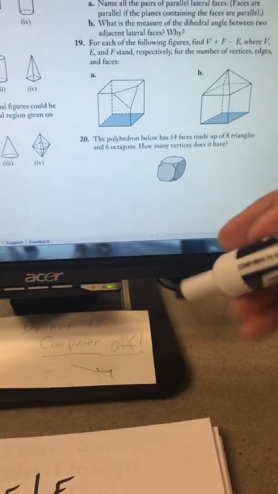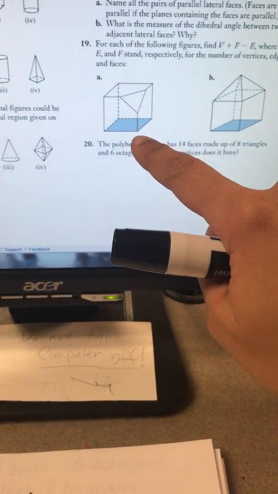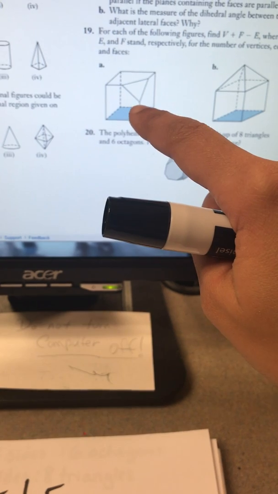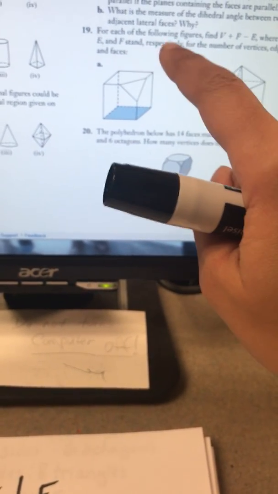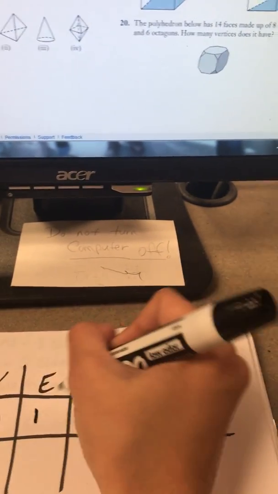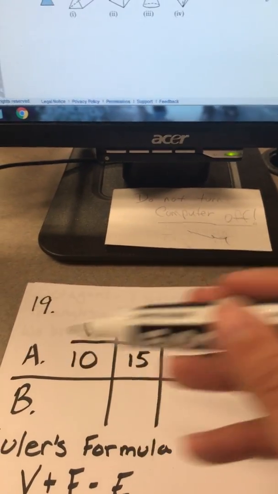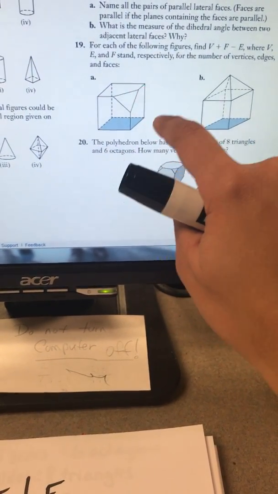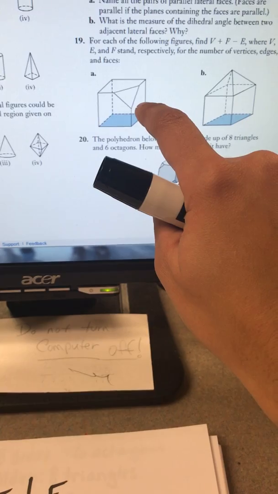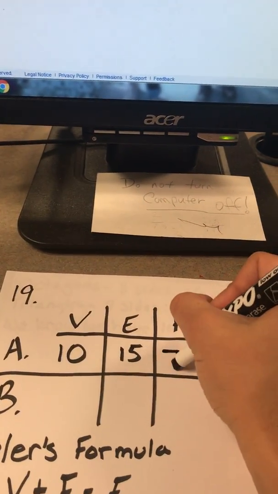10. Now we're going to count the edges, which are the straight lines where the two faces connect. Counting the edges out, you find that you have 15. So we're going to write that. I made a little table so that we could easily decipher which one is which. Now for the faces, that's the whole sides right here. Counting them out, we have 7 faces. So we're going to write that in our little chart.